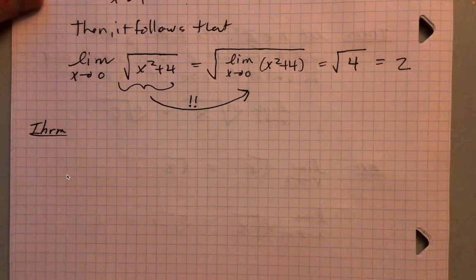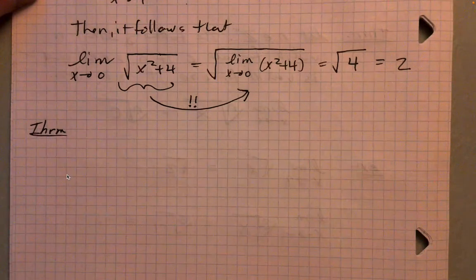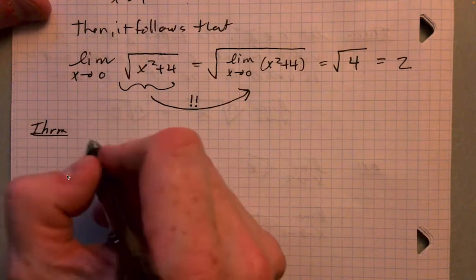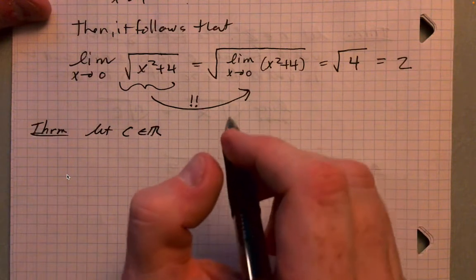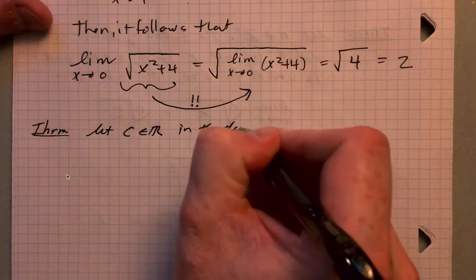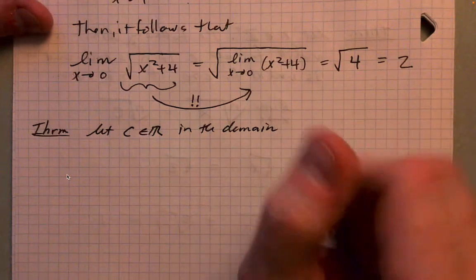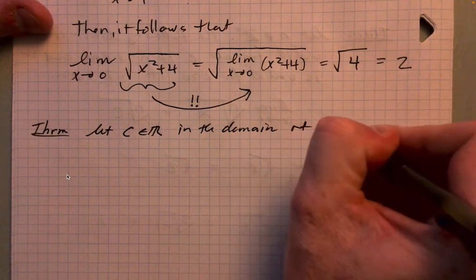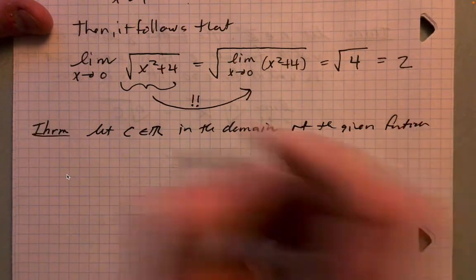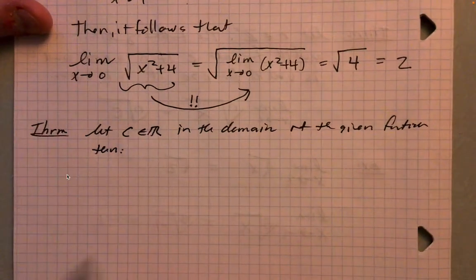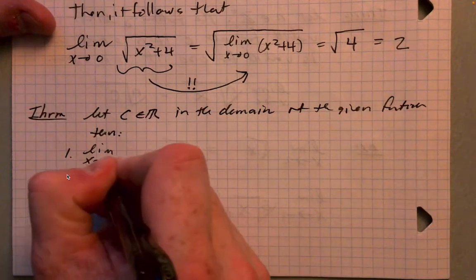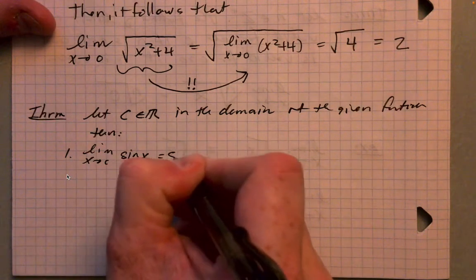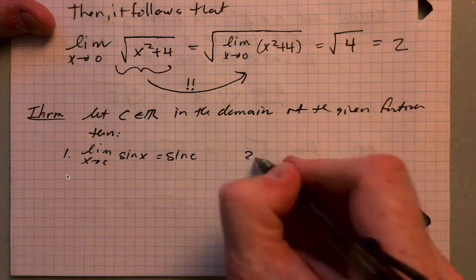This is going to be all of the trig functions and the natural log and those types of things. So let's go ahead and let c be a real number in the domain of the given function. Then, all right, so a whole bunch of these here. So start with the sine. The limit as x approaches c of the sine of x is equal to the sine of c. Okay, same thing for the cosine.